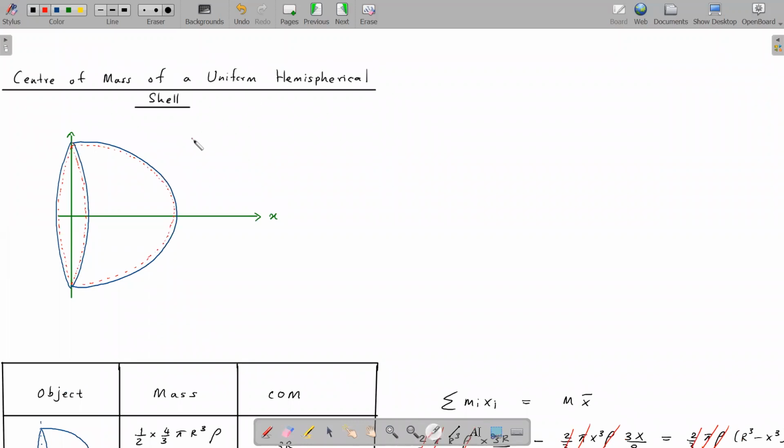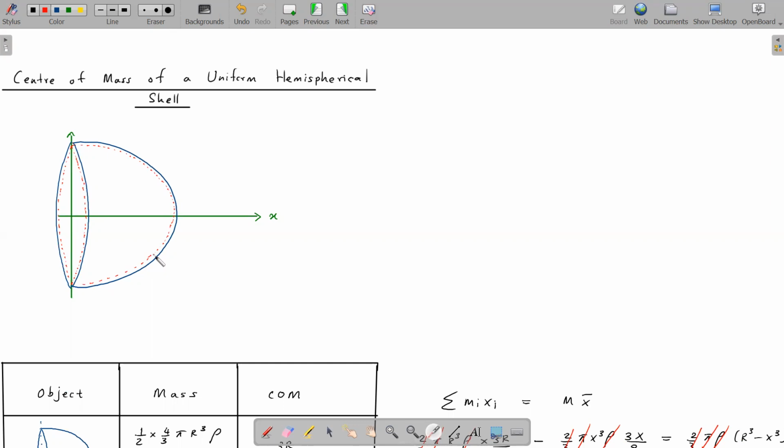The first thing is, how do we create a hemispherical shell? At this point, we know how to find the center of mass of a hemisphere, right? A solid hemisphere. So when the hemisphere is completely filled, we know how to find the center of mass. So that we've already done. So here you have how do you create the hemispherical shell?